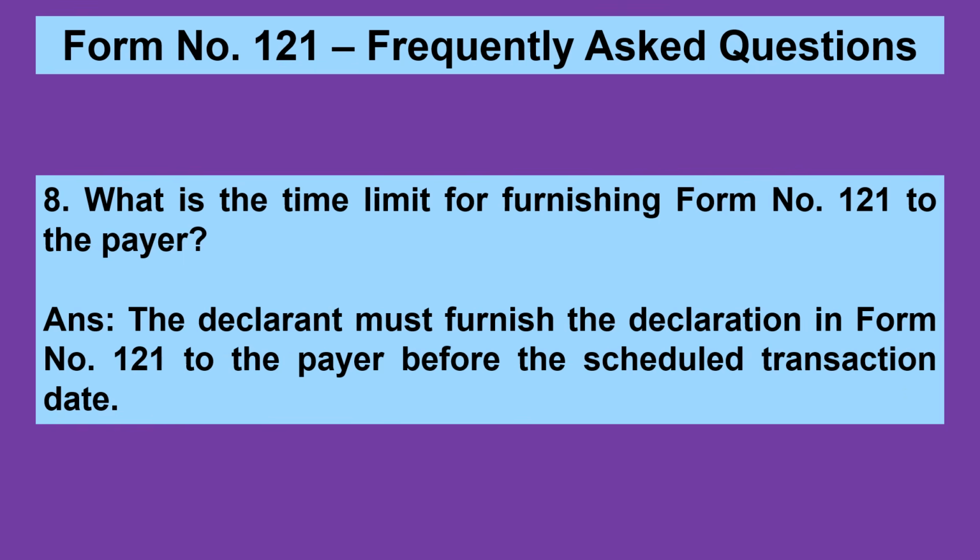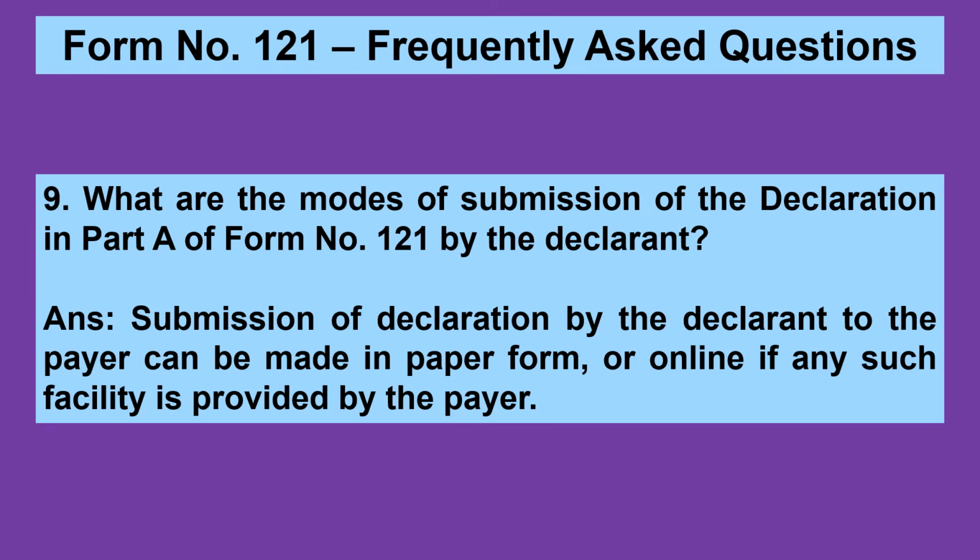Question. What is the time limit for furnishing Form number 121 to the payer? Answer. The declarant must furnish the declaration in Form number 121 to the payer before the scheduled transaction date. Question. What are the modes of submission of the declaration in Part A of Form number 121 by the declarant? Answer. Submission of the declaration by the declarant to the payer can be made in paper form or online if any such facility is provided by the payer.